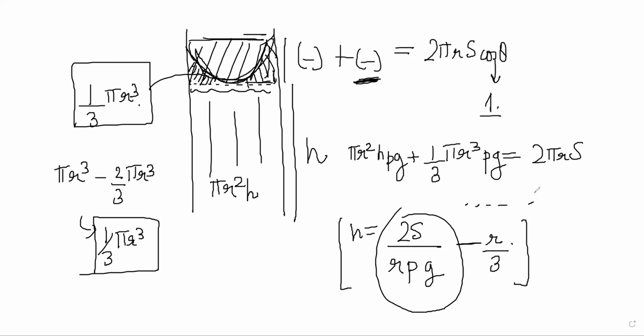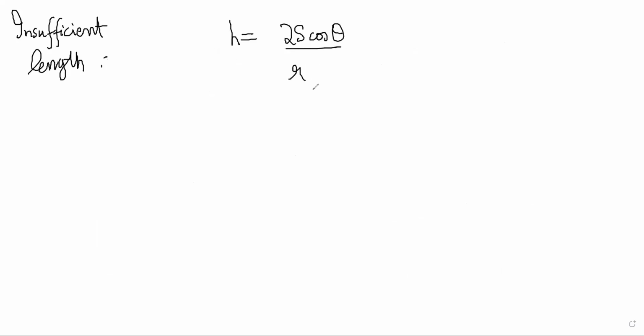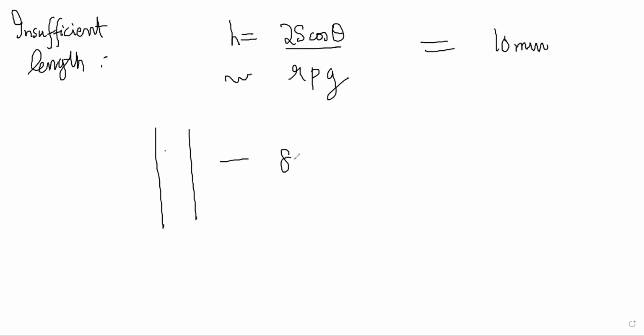Then what happens if there is a tube of insufficient length? What we mean is, let's say your h came out to be 2s cos theta by rpg, and this came out to be 10. Suppose the tube length actually is only 8. Tube length is 8, so it wants to rise up further, but it can't.